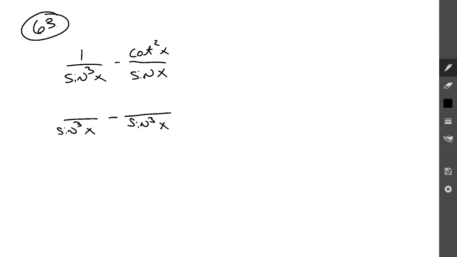What did you do to this one to create that one? Times it by 1 basically, because it didn't change. What did we do to this denominator? We factored in a sine squared, so we got to factor a sine squared into the top. And now we could go ahead and put those 2 fractions together all over a common denominator. So it's going to be 1 minus cotangent squared, sine squared, all over a common denominator sine cubed.